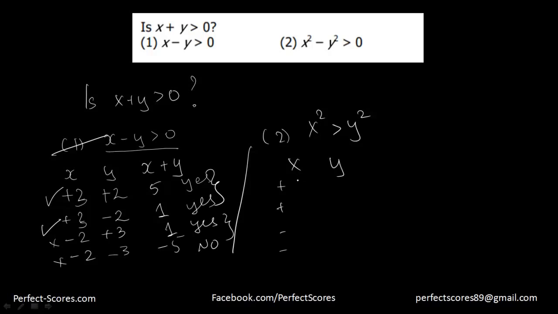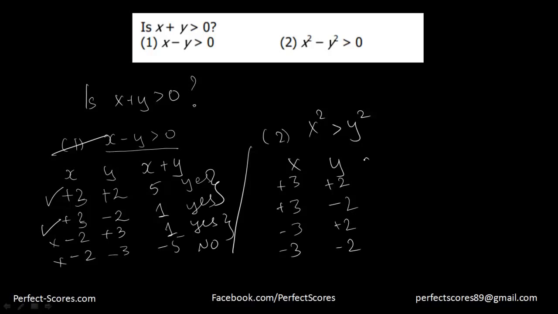So if x is, let's say, positive 3, I want to make y positive, so let's make it positive 2, and over here it says that x square is greater than y square. So if x is positive 3, I want to make y negative, so again negative 2. Again it says x square greater than y square. If I make x minus 3, I can make y positive 2, and if this is minus 3, I can make this negative 2. Again, meeting all the possibilities.